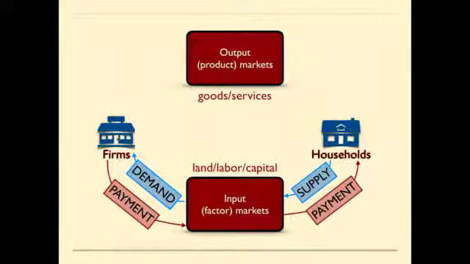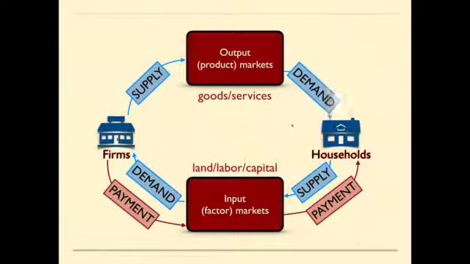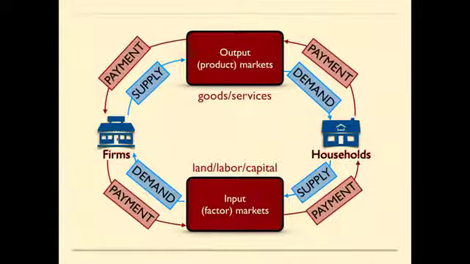Now we want to take a look at how firms and households interact with one another in the output market. So firms supply output to satisfy the demand of households. Companies will produce video game consoles and video games, and households demand those products, and that exchange occurs in the output or product markets where goods and services are exchanged. And when firms supply us with something and we demand it, we purchase it, we provide them with payment for the goods and services that they provide for us.